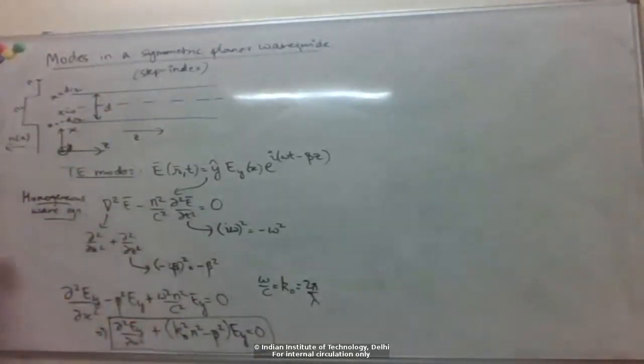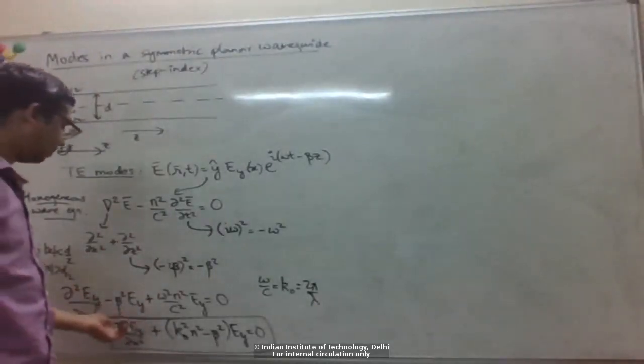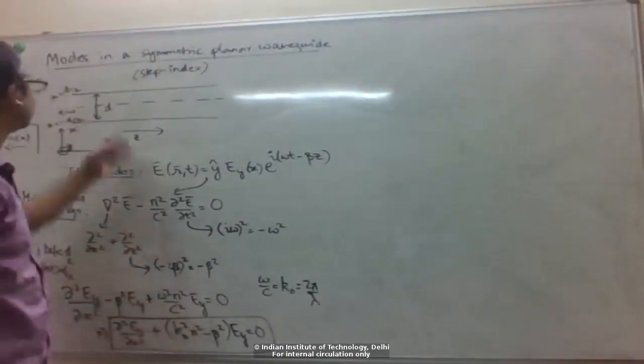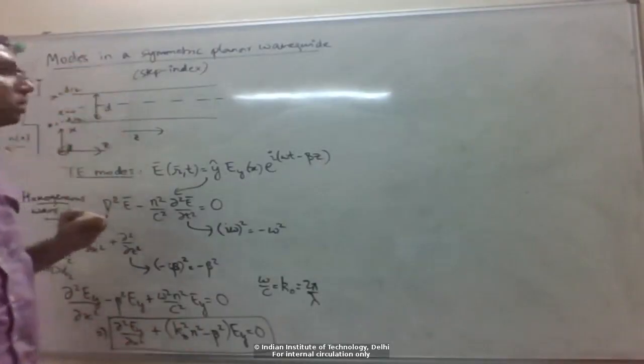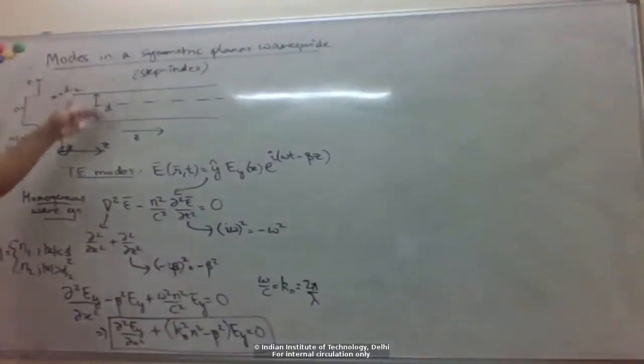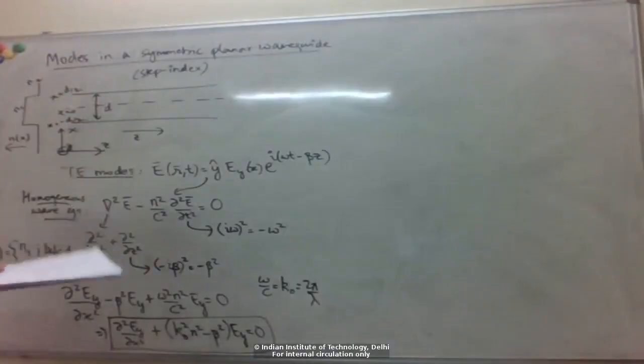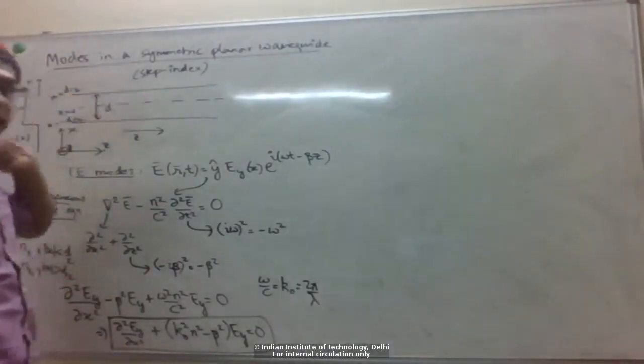So this n here is n1 for mod x less than d by 2, in the core, and n2 in the cladding. So basically, we have two different equations, or you can even say three different equations, one here, one here, one here. But these two are sort of the same. So we'll solve individually in these regions and then use boundary conditions.